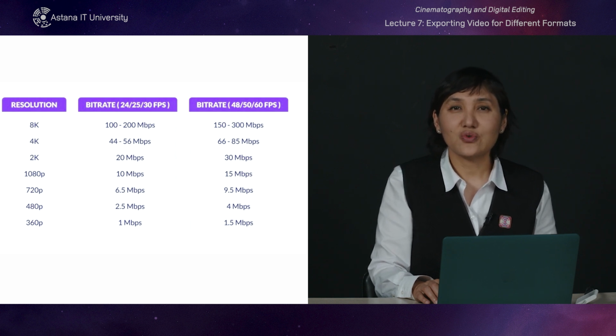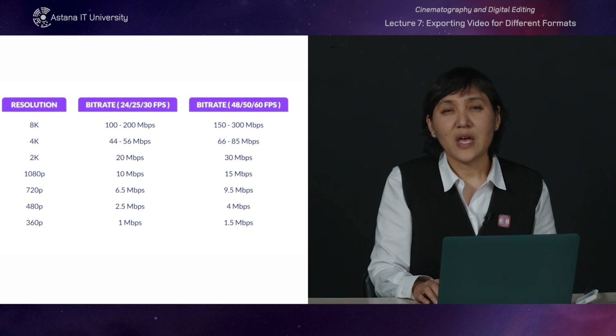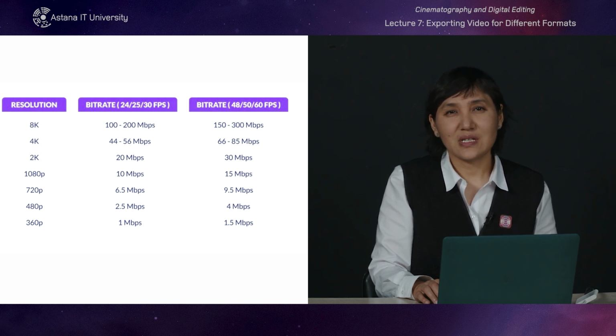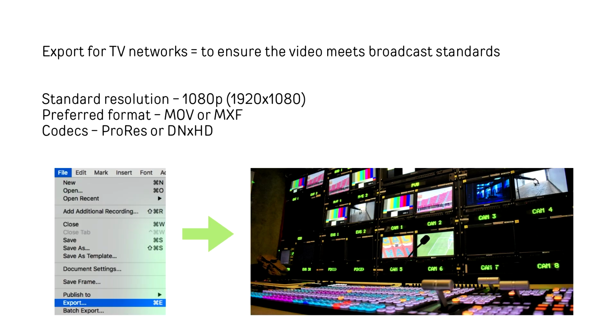The frame rate should match the original footage, typically 24, 30 or 60 frames per second, depending on the style and platform. Many editing programs also offer presets specifically designed for different online platforms, streamlining the export process by automatically adjusting these settings. Broadcast exports come with more stringent technical requirements to ensure the video meets broadcast standards.